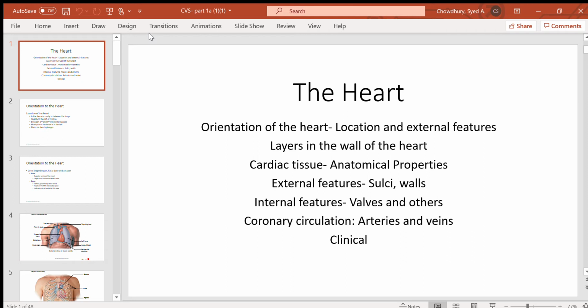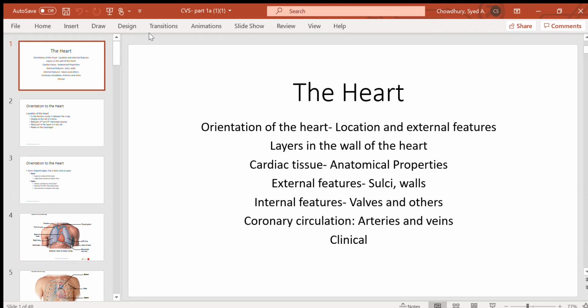Then we will talk about the properties of the cardiac tissue. There are 2 types of properties. Anatomical, that means the structural. If you see under the microscope which structures you should be able to see. So those are the anatomical properties, and physiological or functional properties are another type of properties of the heart muscle tissue or cardiac muscle tissue.